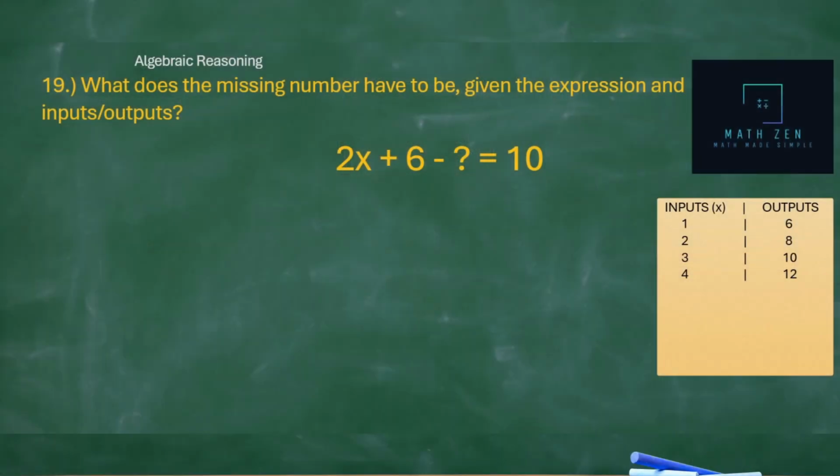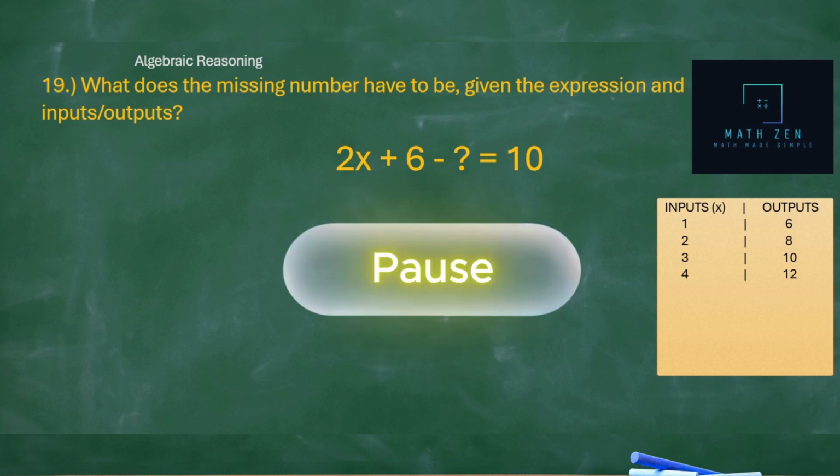This video is going to continue our fast test prep for 5th grade. These questions will be focused under the algebraic reasoning umbrella. Let's get into it. All right, let's get into question number 19. This question here deals with rules and input-outputs. Go ahead and pause now to give yourself some time to solve this question on your own.